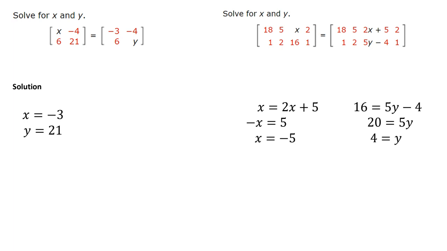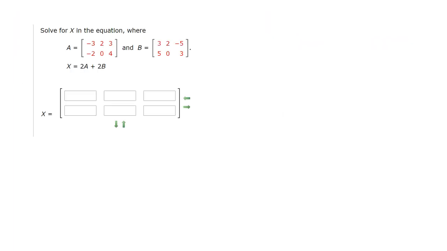All right. So let's go ahead and do this one also, another copy from your homework. Solve for x, okay? And x is set up in an equation. Again, this is interpreting that x is going to be a matrix. So we have our matrix A, which is a 2 by 3 matrix. We have a matrix B, which is also a 2 by 3 matrix.